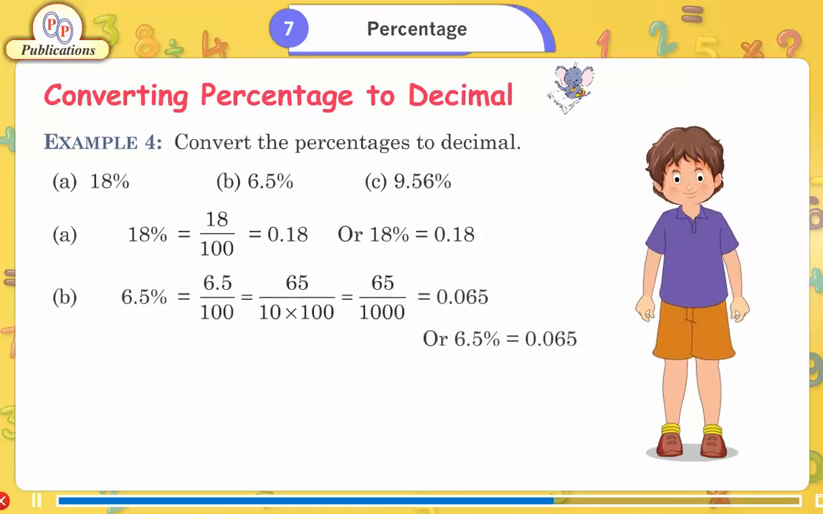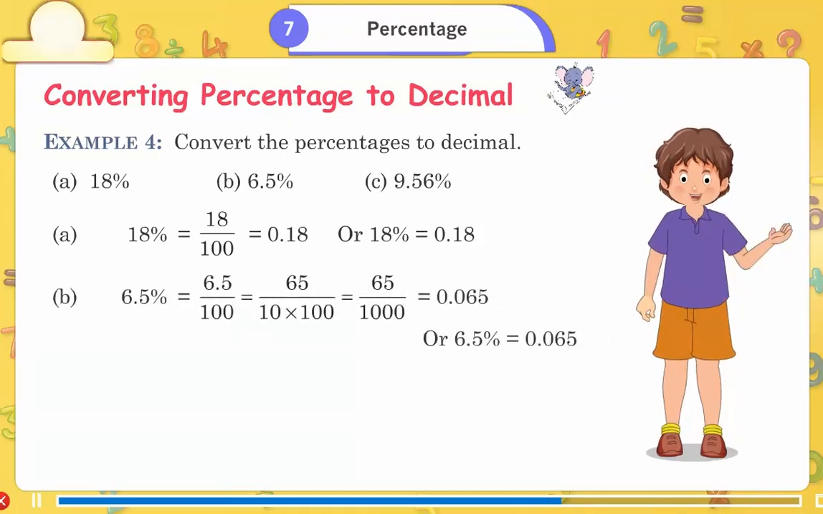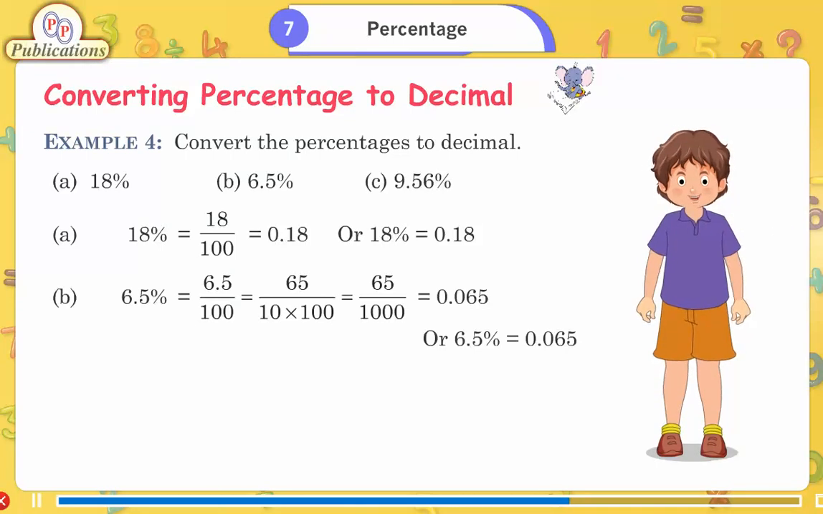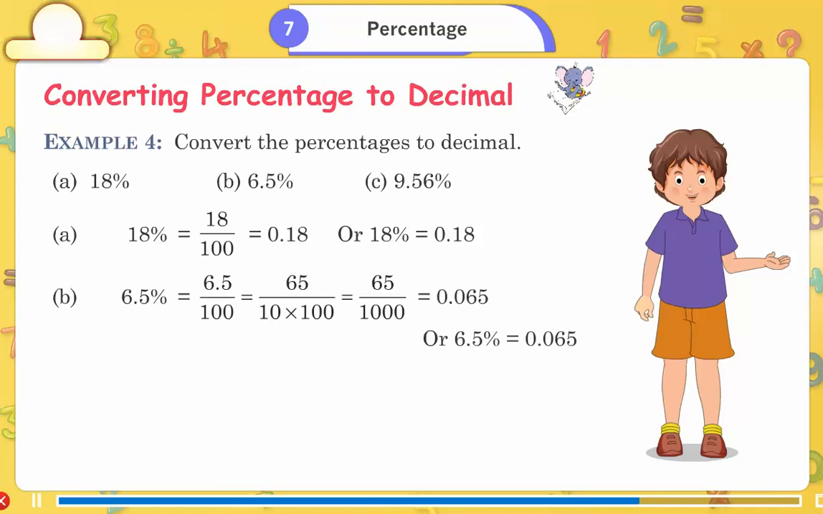B. 6.5% is equal to 6.5 by 100 is equal to 65 by 10 times 100 is equal to 65 by 1000 is equal to 0.065, or 6.5% is equal to 0.065.